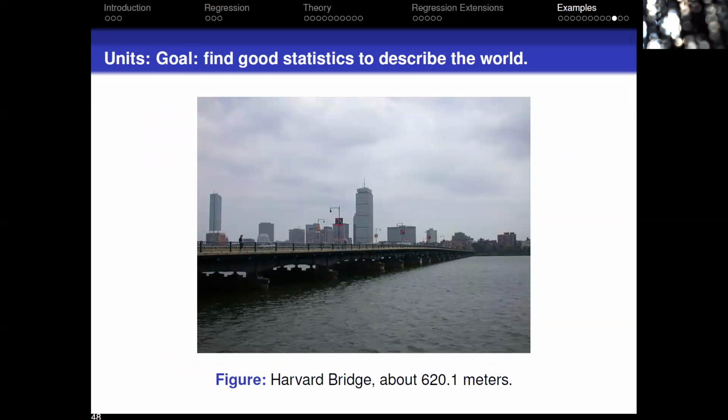Right. So this is one of the famous bridges into or out of Cambridge. We do not have fraternities on campus anymore.